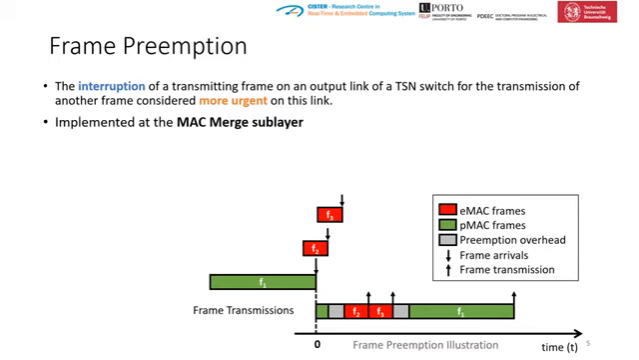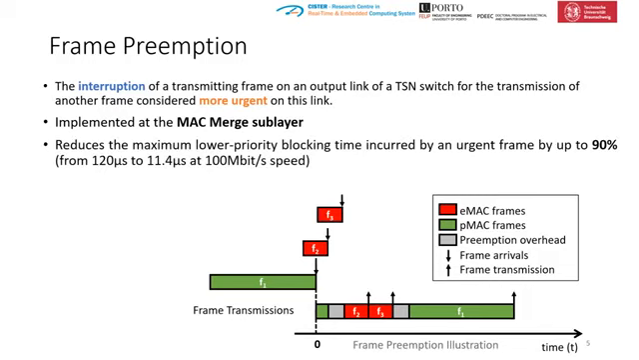Frame preemption, as specified in the standard, is implemented at the MAC sublayer, and it reduces the maximum lower priority blocking incurred by an urgent frame by up to 90%. This preemption also comes at the cost of some overhead. This overhead cost is known and bounded. Roughly speaking, it is about the time taken to transmit 24 bytes of data.